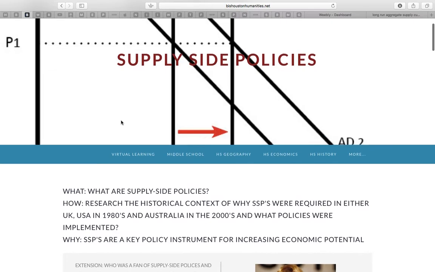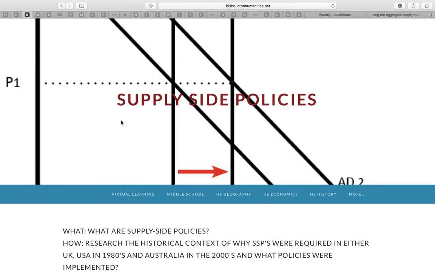Okay, good morning everybody. We're on to our final topic in macroeconomics, which is supply side policies. Up until now, we've been looking at demand side policies as methods by which aggregate demand can be manipulated by government, by the central bank, in order to bring us back to the long run equilibrium, or what we refer to as potential output.